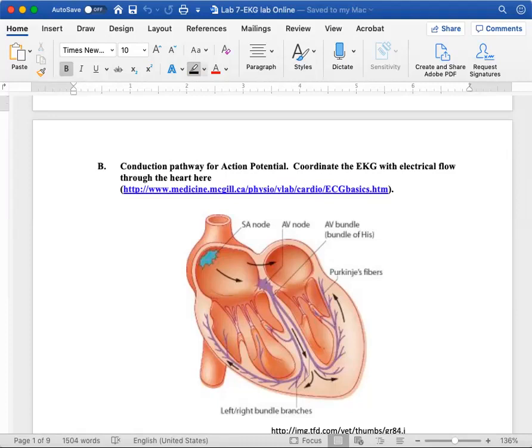So we have bundles of pacemaker cells in our heart. These pacemaker cells are cardiac cells or modified cardiac cells that generate action potentials. So these pacemaker cells only generate action potentials. They don't contract. They don't have actin or myosin in them to contract. Okay, so the first bundle that depolarizes is your sinoatrial node.